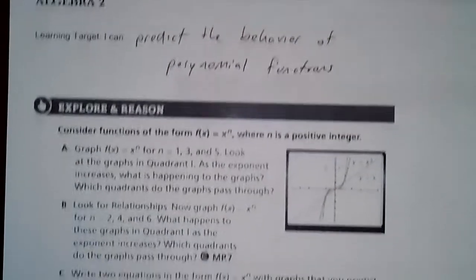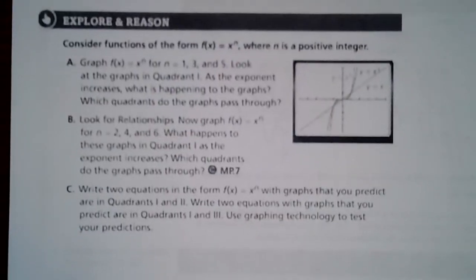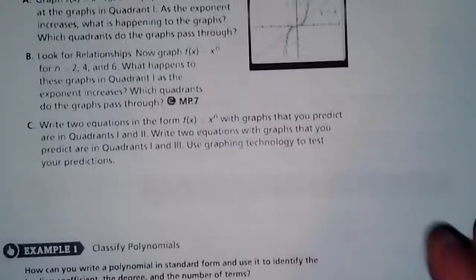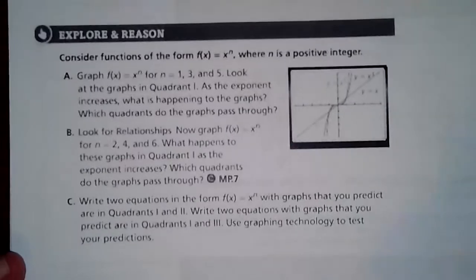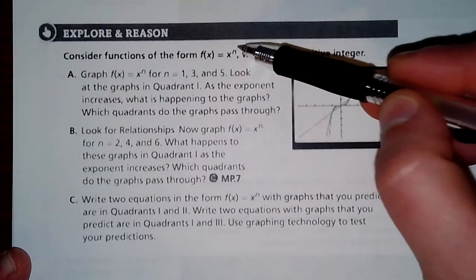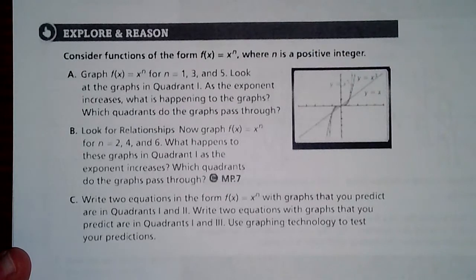So the first little problem here, this little explore and reason thing, which for some reason is just blurry when I printed it, maybe the picture wasn't great, sorry, basically is talking about what happens when you graph different functions of x to the n, like x to the first, second, third, fourth, fifth, and so on. The graphs all look different.